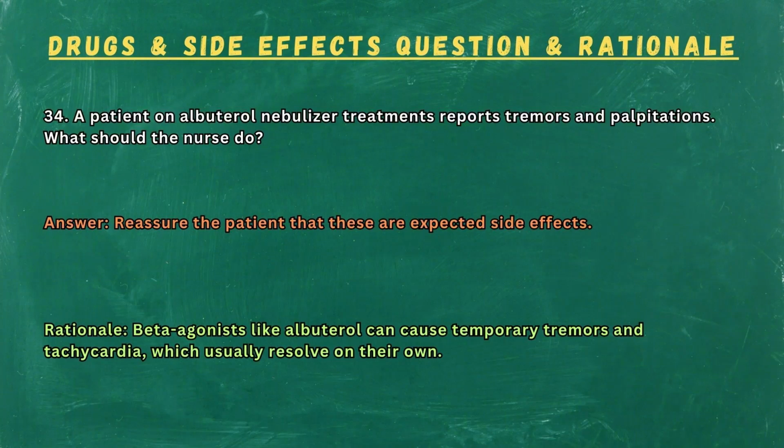34th, a patient on albuterol nebulizer treatments reports tremors and palpitations. What should the nurse do? Answer: reassure the patient that these are expected side effects. Rationale: beta agonists like albuterol can cause temporary tremors and tachycardia, which usually resolve on their own.